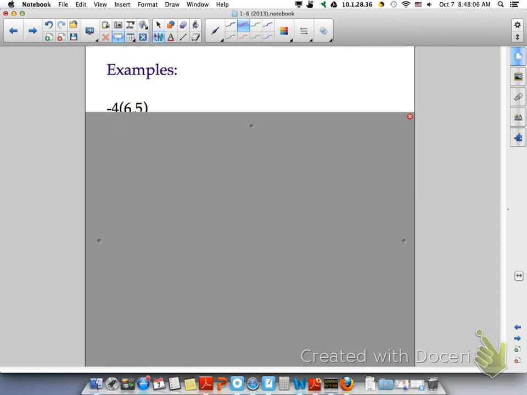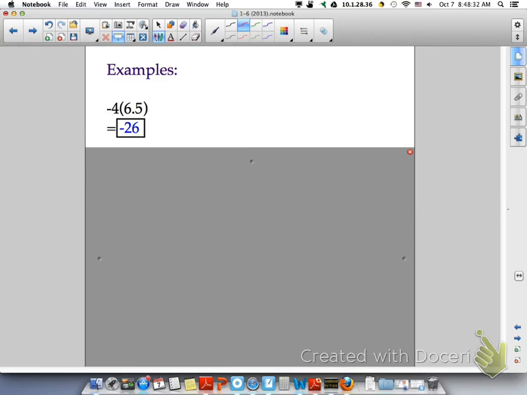So let's look at some examples. Negative 4 times positive 6.5, multiplying two numbers with different signs, the product is going to be negative. Mental math, Quincy? 26. 6 times 4 is 24. Half of 4 is 2. 24 plus 2 is negative 26. Big difference, right? Yeah. Okay.